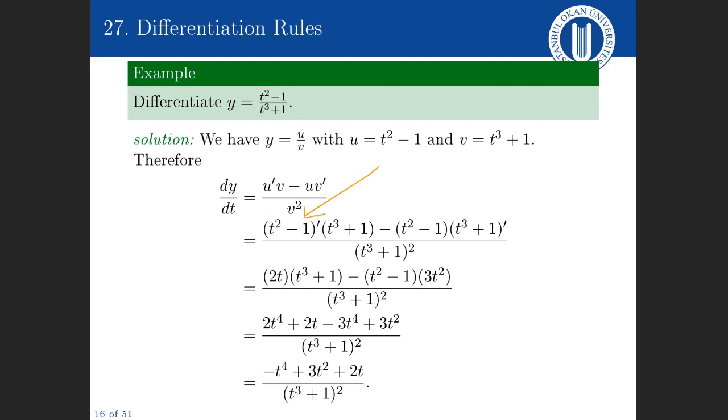Let's stick these in. Stick in u and v. v squared on the bottom, and so on. I calculate the derivatives. The derivative of t squared minus 1 is just 2t. The derivative of t cubed plus 1 is just 3t squared. Multiply this all out and simplify, and I'll leave it for you to check that the answer is minus t to the power 4 plus 3t squared plus 2t divided by t cubed plus 1 squared.